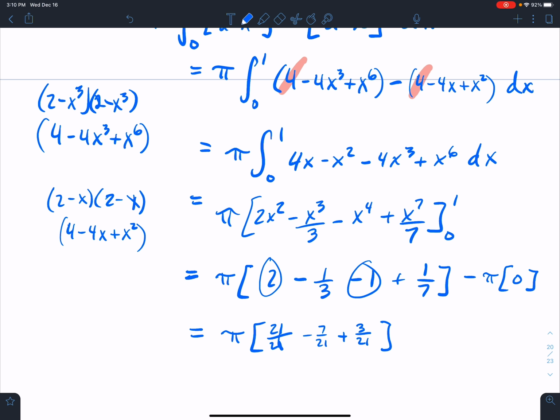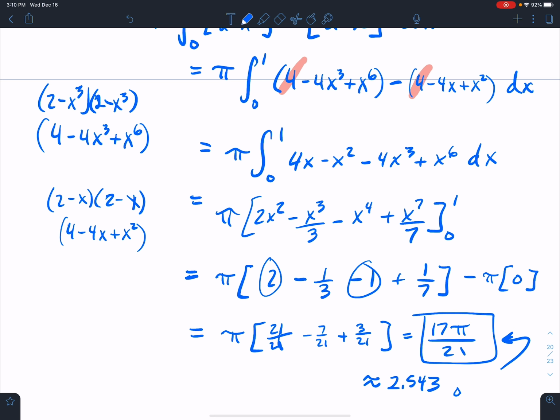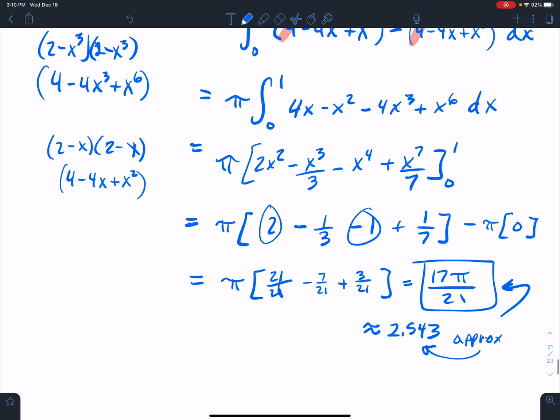And whenever I combine all those, I get 17 pi over 21, okay? Which is approximately 2.543. So if I want the exact answer, this is what I'm looking for. If I want an approximation, then that's what I'm looking for there, okay?